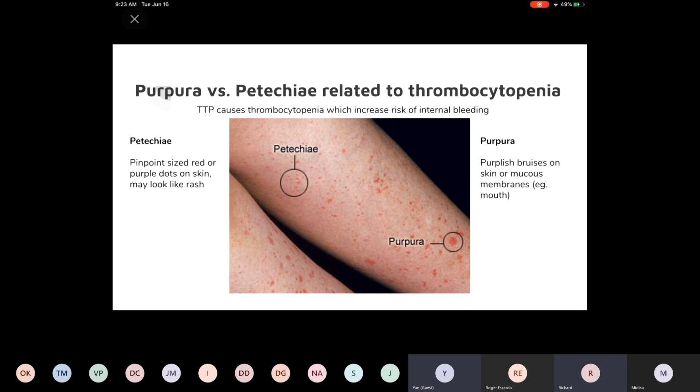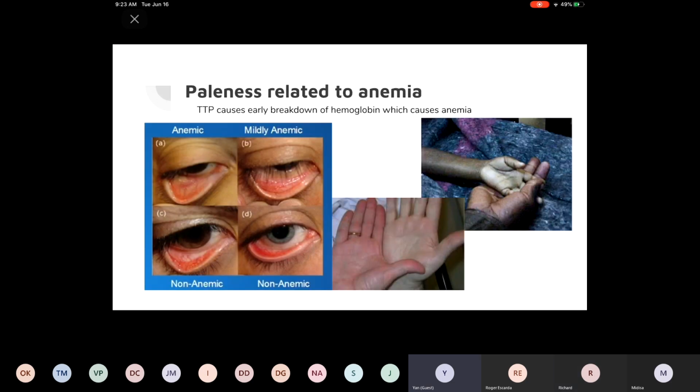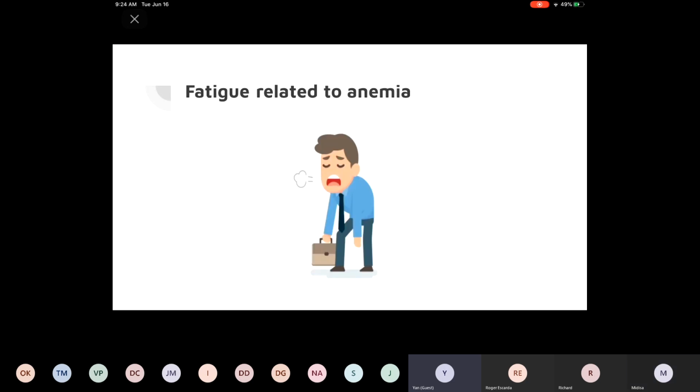TTP will cause anemia, and that will be from the breakdown of hemoglobin. There are two indirect ways we can check the next one. It can cause anemia. Usually the anemia is not very severe.